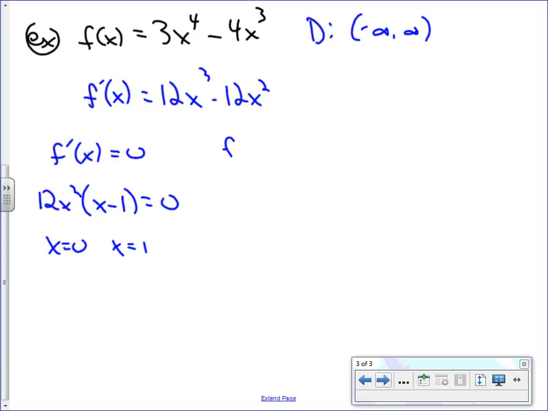Okay, and then always consider this. I know for polynomials, it doesn't happen, but if you start skipping the step, you're likely to skip it when you need it. So, what are my critical numbers?